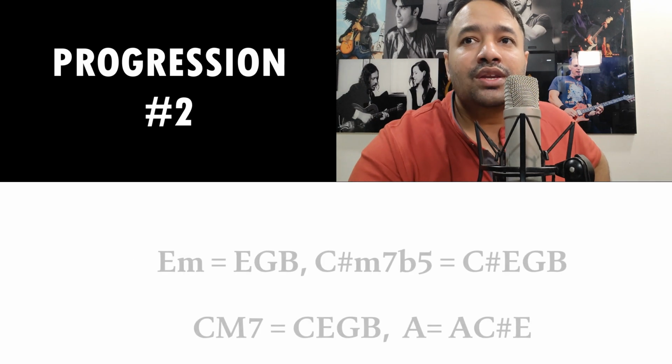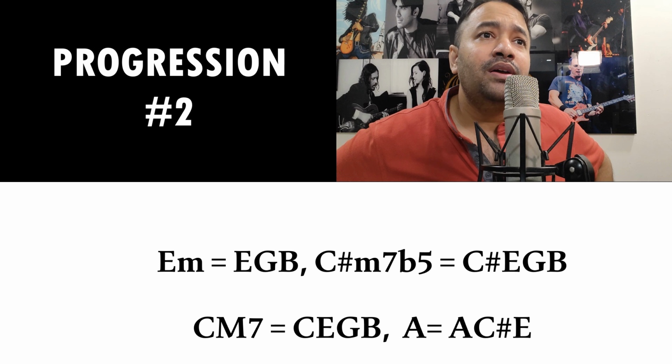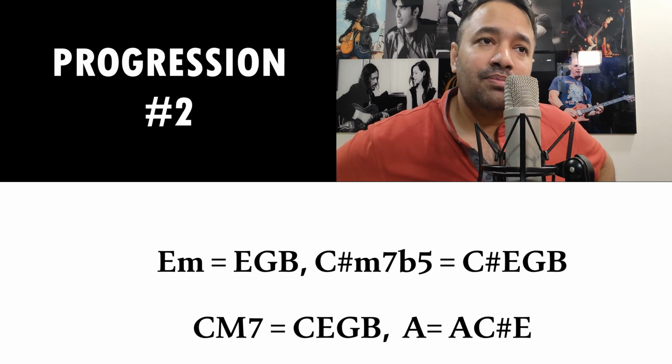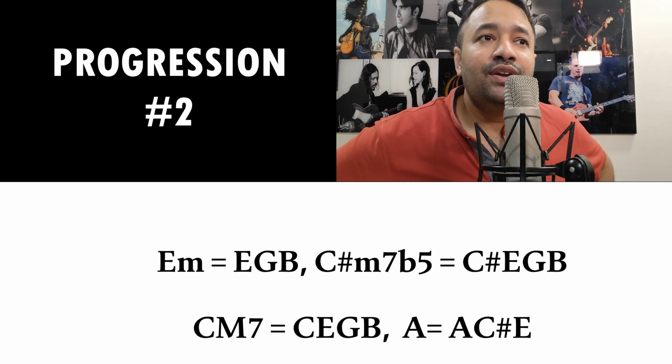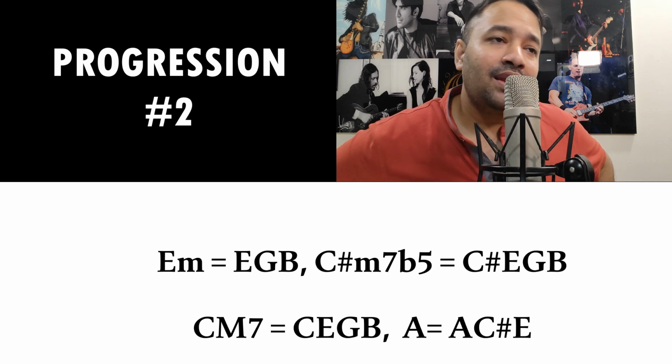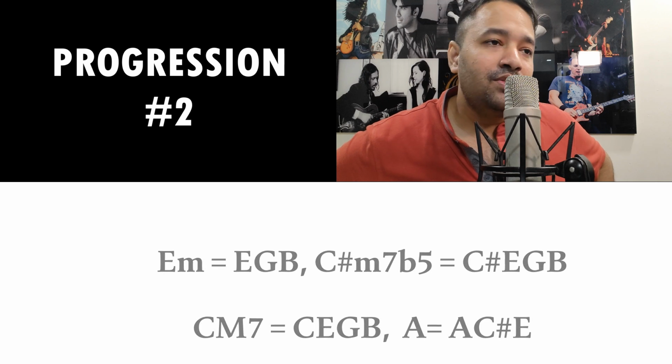As you can see on your screen, the E minor has the E G B triad. The C sharp minor 7 flat 5 is a C sharp and then we have an E minor triad again, so E G B. So C sharp plus the E minor triad is the C sharp minor 7 flat 5 chord. Similarly, the C major 7 chord is again an E minor triad, that is E G B, but with C in the bass. So we have a C E G B. And lastly, we have an A major chord which has the notes A, C sharp and E.